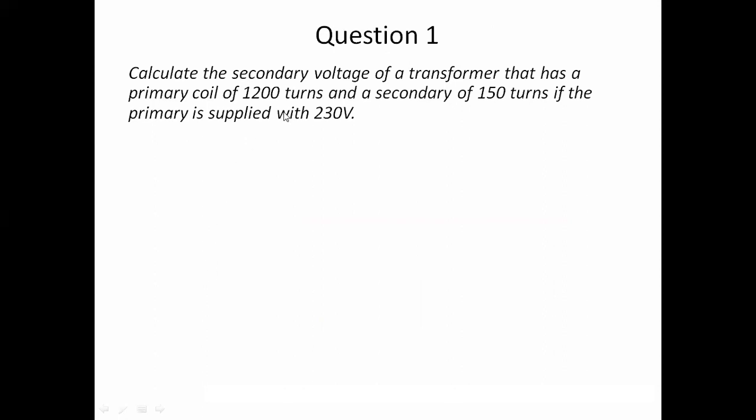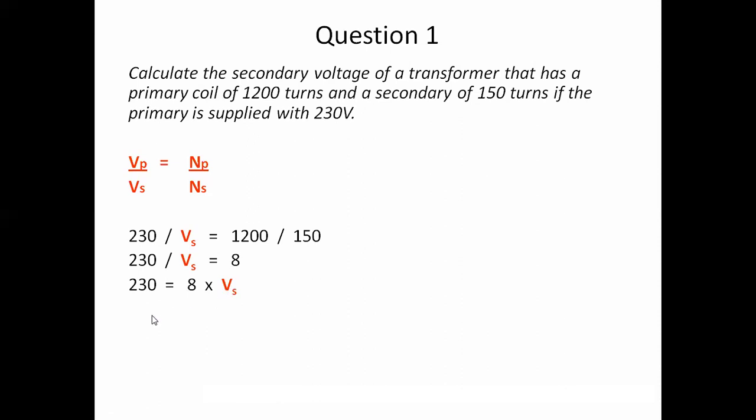Now a question. Calculate the secondary voltage of a transformer that has a primary coil of 1200 turns and a secondary coil of 150 turns, if the primary is supplied with 230 volts. So Vp is 230. So what will be Vs? We will use this equation: Vp over Vs is equal to Np over Ns. So 230 is the primary voltage over Vs is equal to the number of turns in the primary, 1200, over the number of turns in the secondary, 150. Of course, the secondary voltage will be less. So that is 28.75 volts.